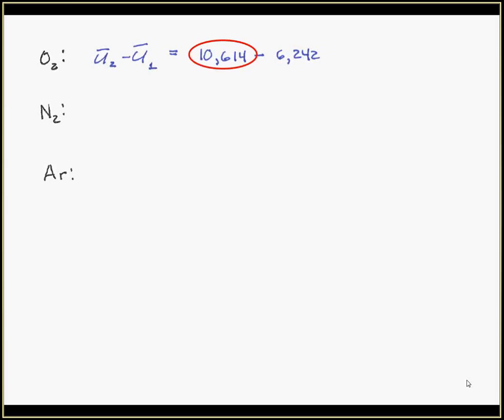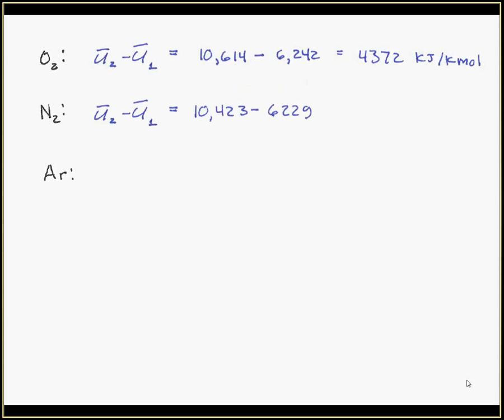Where did I get those numbers? Both of those are table lookups in your property tables. So you should go find them and verify that those numbers are correct. Those are on a molar basis. So that is 4,372 kilojoules per kilomole change in internal energy for O2. Nitrogen is done exactly the same way using the nitrogen tables.